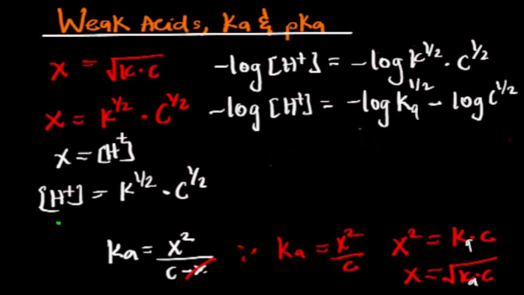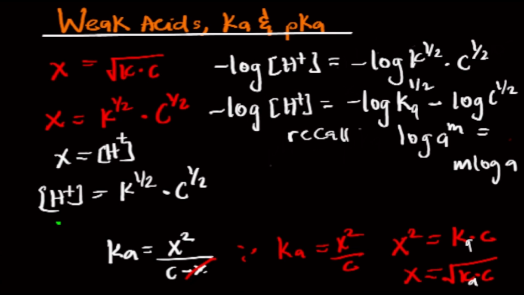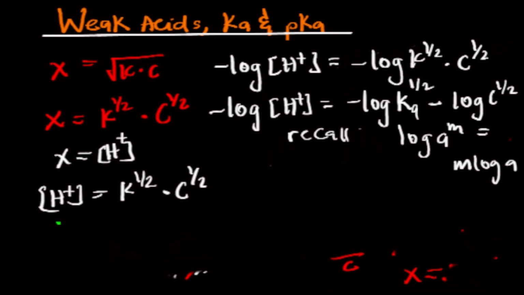So what I'm going to be doing here is recall a logarithm identity: whenever I have log a raised to the power m, it is the same thing as writing m log a. Right? So that's the identity I'm going to apply in this case. Now let's take a look at what I'm going to do.